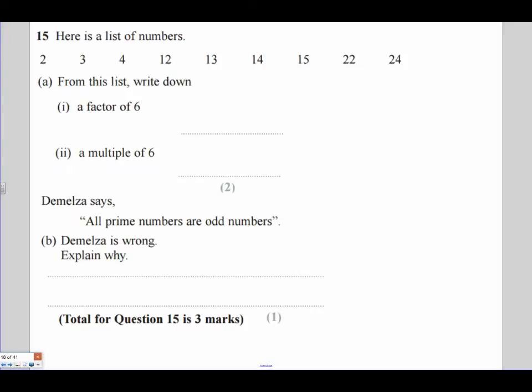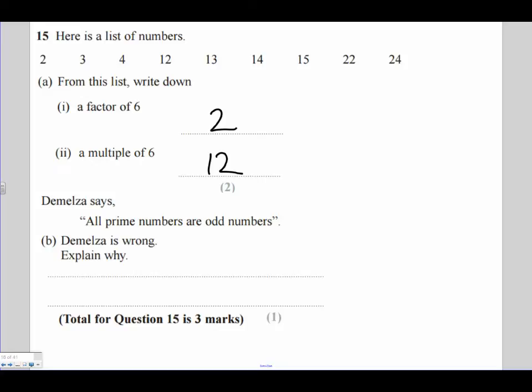Question 15. Here is a list of numbers. From the list, write down a factor of 6. So a factor goes into something. So either the numbers 2 or 3 would be a correct answer for a factor of 6. A multiple of 6, well, multiples you multiply. So 6, 12, 18, 24. So either 12 or 24 would be the correct answers for this question.